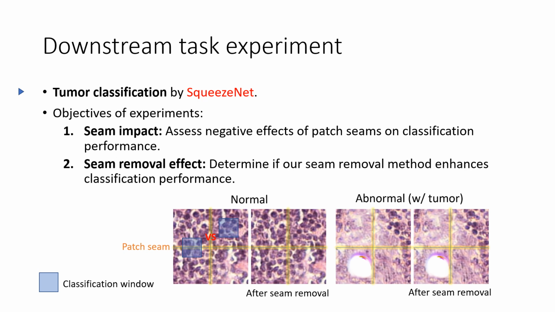We now show our experiments about downstream computational tasks. We note that stain images are also often used as image inputs for tumor classification. Following a previous paper, we use SqueezeNet as the neural network method to classify stain images into normal or abnormal cases. We then conducted experiments to verify two things. First, we want to check if the visible patch seams really have negative effects on tumor classification performance. Second, we want to verify if our method really improved tumor classification performance on the patch boundary parts.